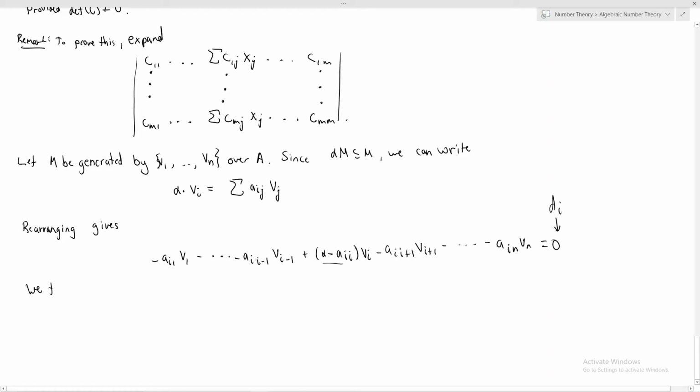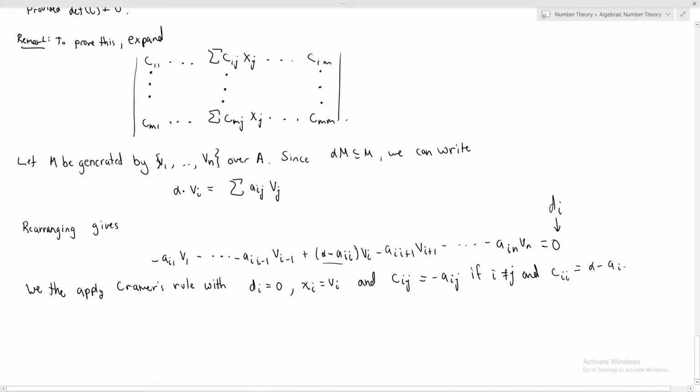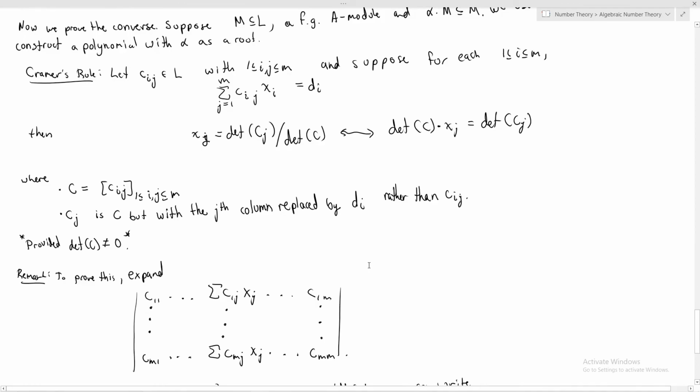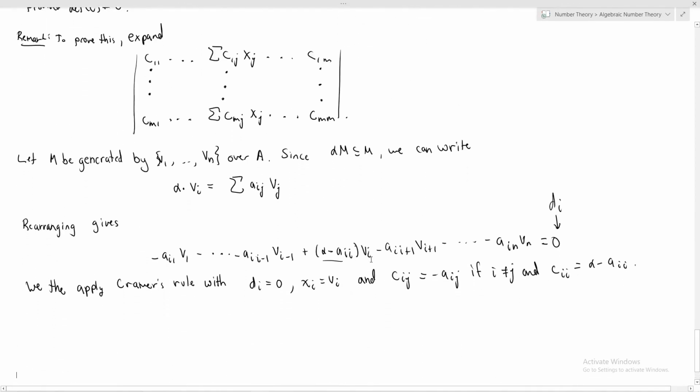So we then apply Cramer's rule with d_i equals 0 always, x_i equals v_i, and c_ij is going to be negative a_ij if i is not equal to j, and c_ii is going to be alpha minus a_ii. So what does Cramer's rule tell me?